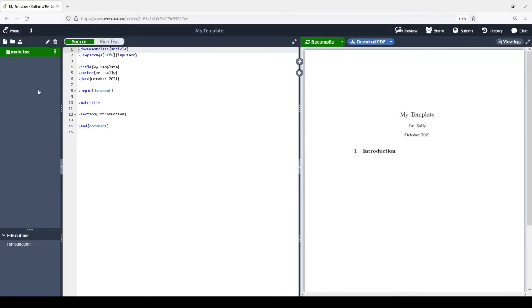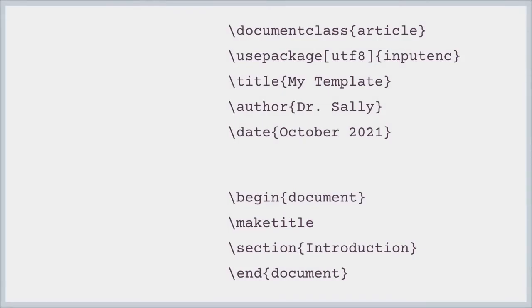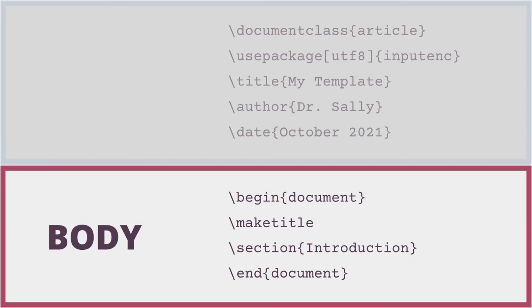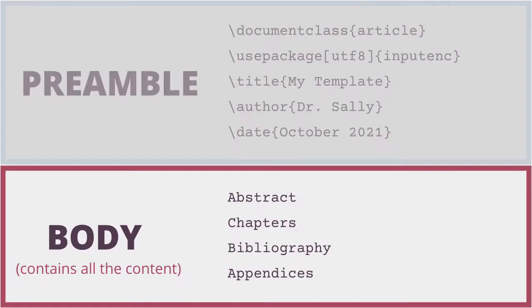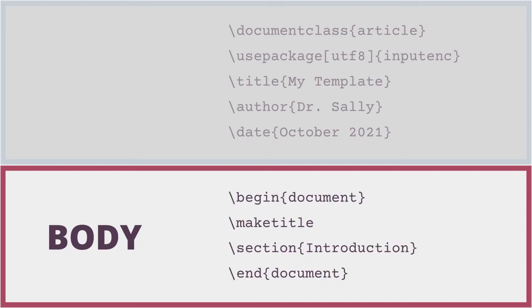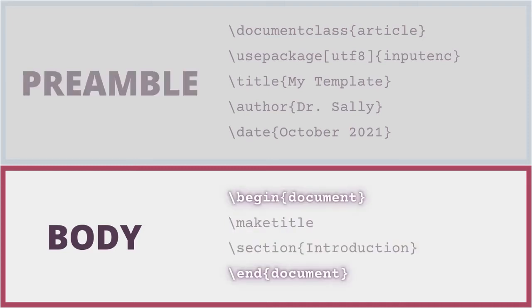Now then, let's take our second detour to talk about the main.tex file and how it's structured. The file is composed of two main parts, the body and the preamble. The body contains all of the content that will be shown in your final document. And you'll notice these two commands here, \begin{document} and \end{document}. These mark the beginning and end of the body like a pair of brackets. Everything that belongs in the final output has to be placed between them.